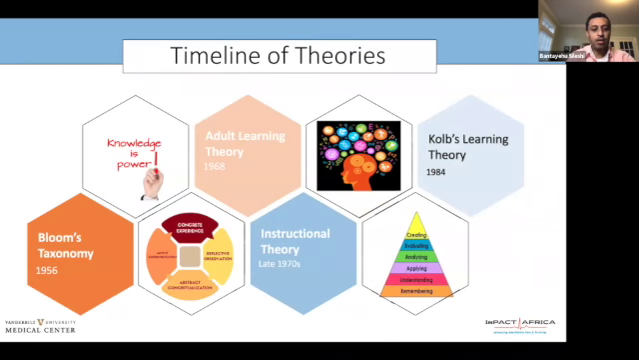So here are some well-known learning theories. Bloom's taxonomy was first introduced in 1956, and then adult learning theory came up in the 1960s. There was a lot of history in terms of instructional theory in the 70s, and then Kolb's learning theory was introduced in 1984.